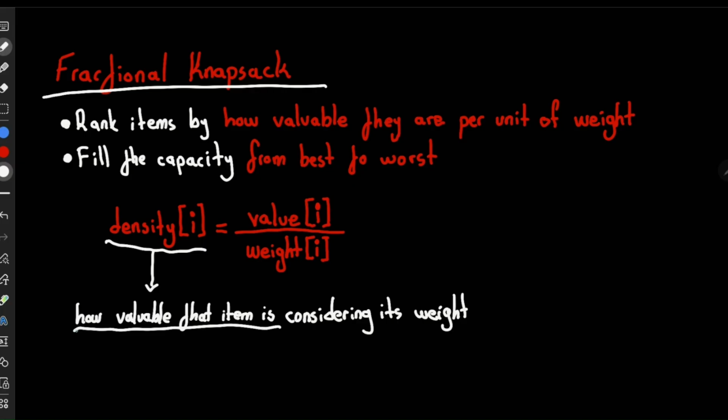In fractional knapsack problem, for each item, we are first finding their density value. It will actually give us how valuable that item is, considering its weight. So in order to find this density for that item, we are dividing its value by its weight. And right after finding density for each different item, we are ranking them in descending order, so that the starting point of our list will be the highest one. Then we will fill the capacity from best to the worst one.